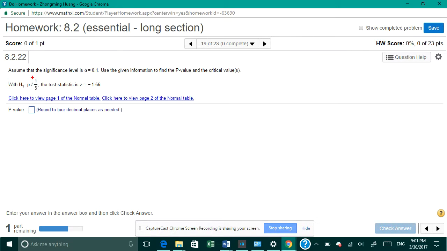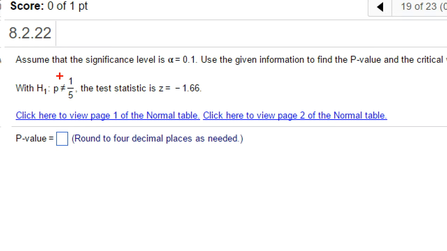First of all, please do note that this one is a two-tailed test. And how do we know it's two-tailed? Because of the not equal sign. When we test P, which means proportion, it will be a Z statistic. When you have a Z statistic, that means you have the standard normal distribution.